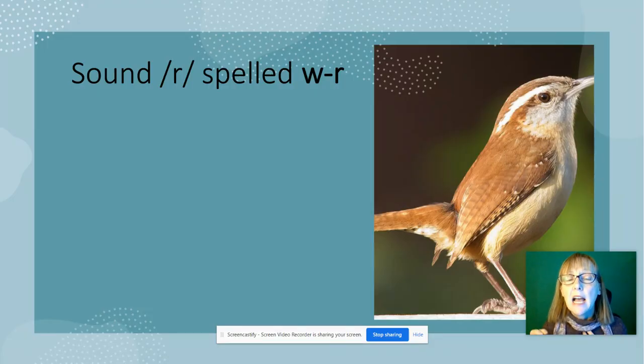There really aren't exceptions to that. That's a pretty clear rule. So just remember that DGE. Okay, then we have our last rule for the week. It is the R sound at the beginning of a word, sometimes spelled with a silent W.